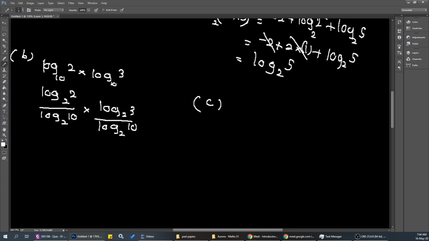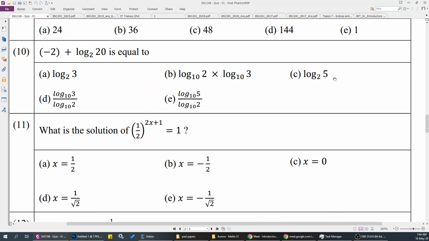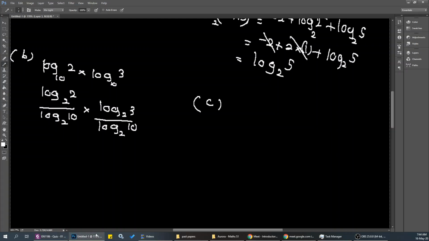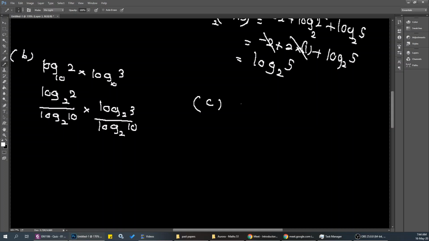C. What is C? Log of 5 to the base 2. That was the exact answer we had here. So C is an answer. And then we'll evaluate the value of D. Log of 5 to the base 2 over log of 10 to the base 2. I'm sorry, that's not.